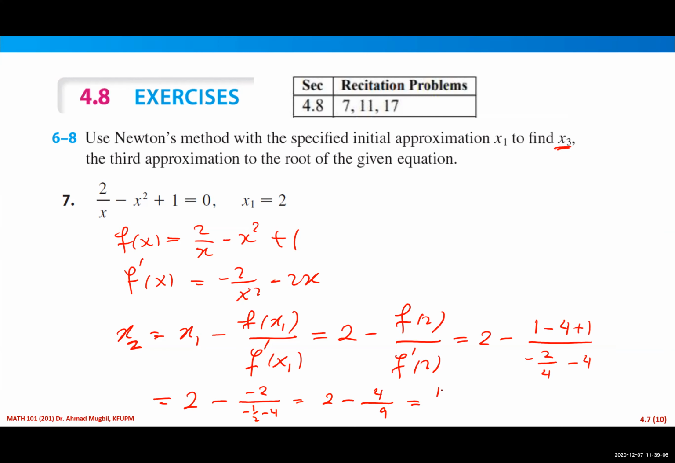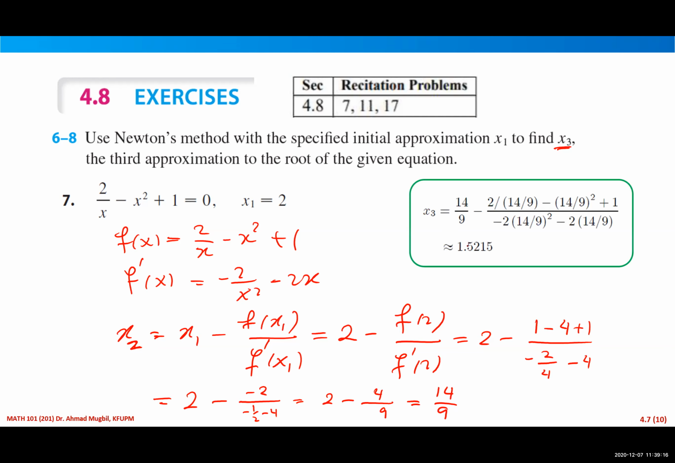15 over 9. Am I right? 18 minus 4, it is 14 over 9. So this is x2. What you will do, you will apply this x2. Then to find x3, you will repeat this: 14 over 9 minus the value of the function, and you need a calculator, of course, to find this.